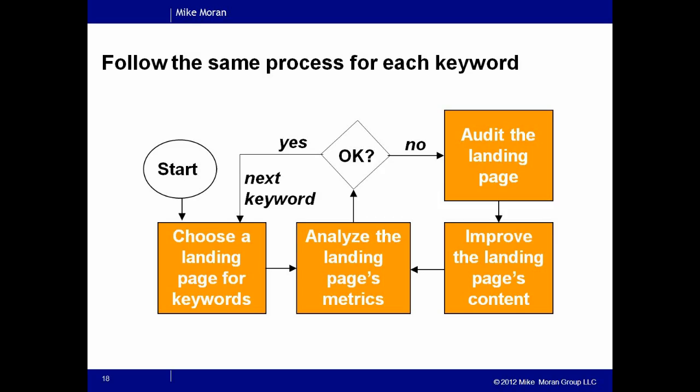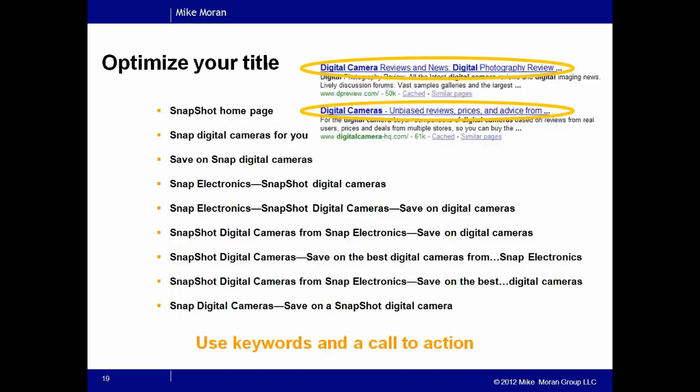But if it's not okay, then what you want to do is examine that landing page, see what's wrong, and try and keep improving that content so that you'll start to attract links, so that you'll start to put the right keywords on the page. And then you analyze it again, and you keep doing that until you're starting to get the results you're looking for. So how do you think through optimization?